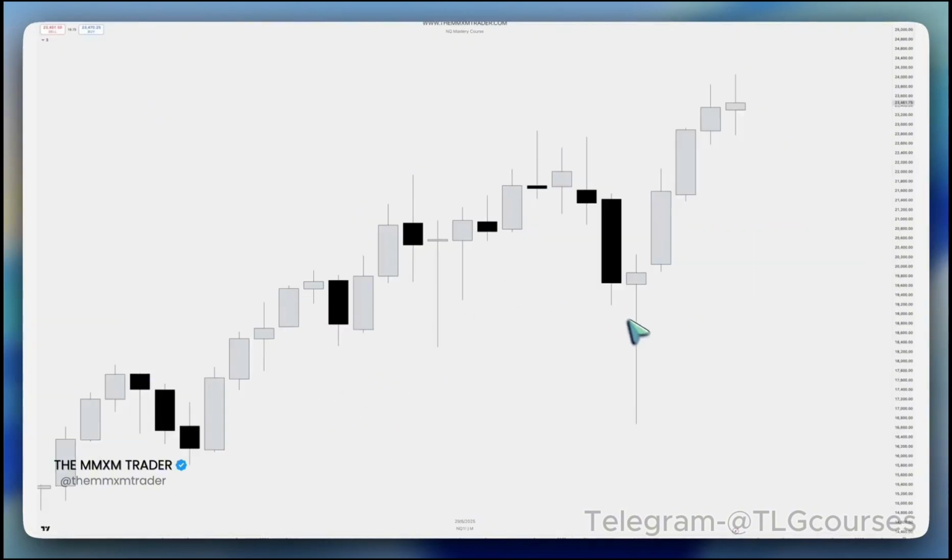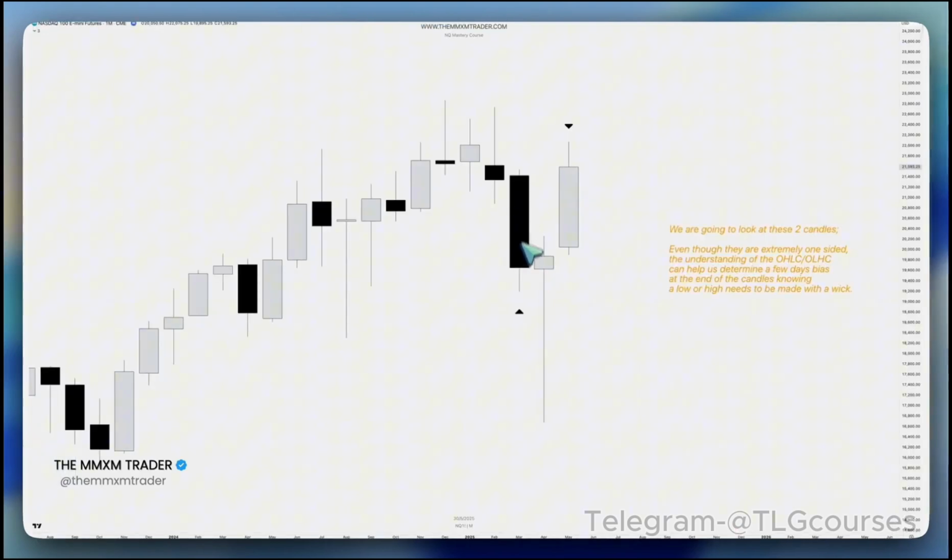Okay, so we're looking at this NASDAQ example here. This is a monthly chart. Now, we're going to focus on these two candles. Even though they are extremely one-sided, the understanding of the open, high, low, close, that's this, and the open, low, high, close can help us determine a few days' bias at the end of the candles, knowing a low or high needs to be made with a wick. And if you look at all of these candles, every single one has an opportunity on both sides.